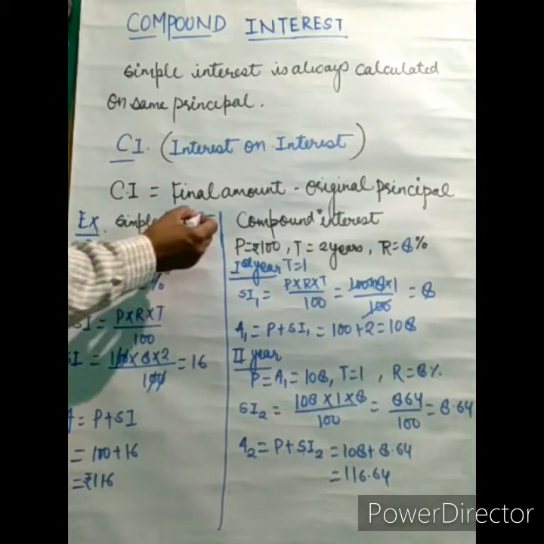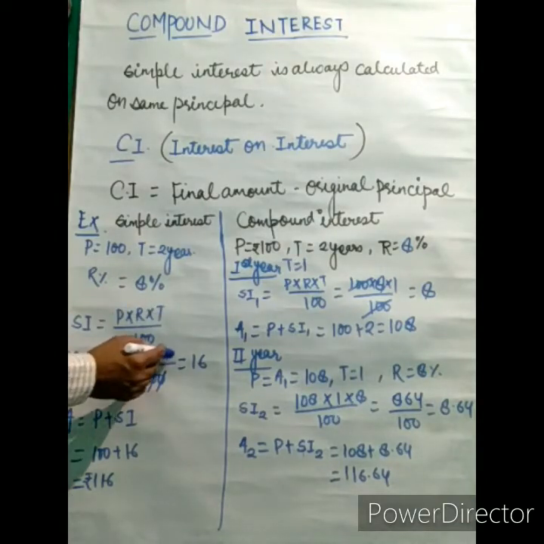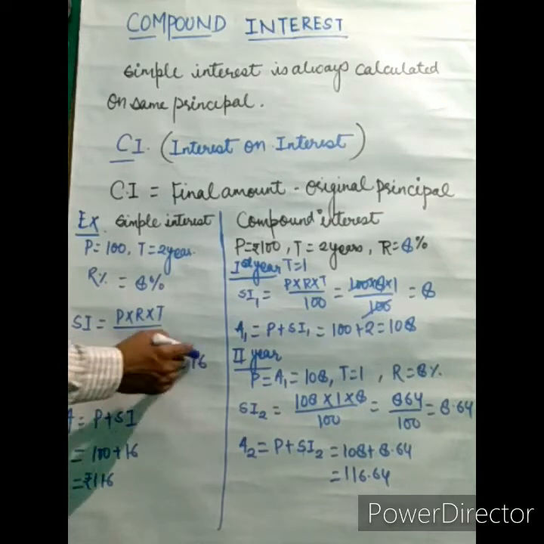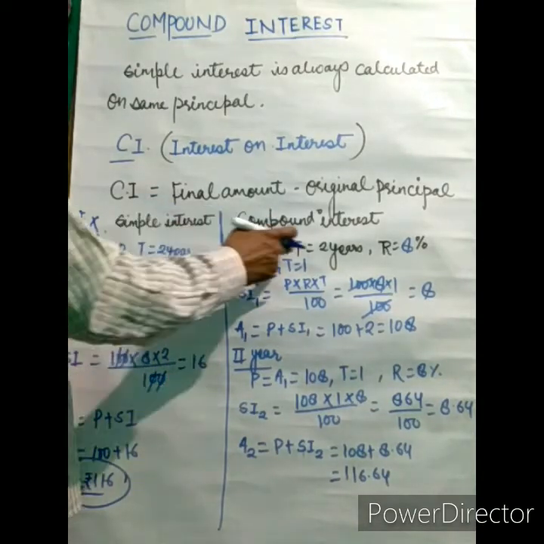If you are going to calculate simple interest on principal equal to 100, time 2 years and rate 8%, how do we calculate? The formula is SI equal to P into R into T over 100. So we write down the values: 100 into 8 into 2. 100 cancels 100, and 8 times 2 is 16. This is your interest. Now amount is equal to principal plus SI: 100 plus 16 equals 116. So the final amount came to 116.